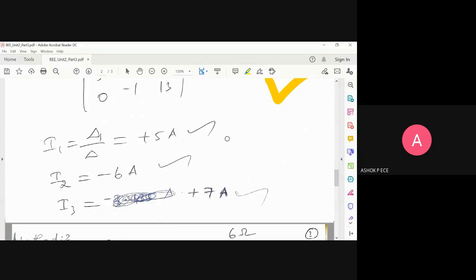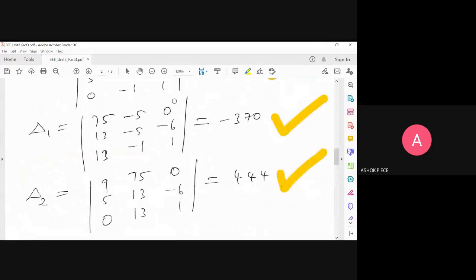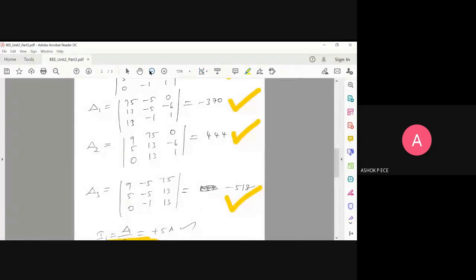I2 is minus 6 indicates that the direction we have assumed is wrong. So I2 should be flowing the other way. What we have assumed is clockwise, but I2 is flowing in the anti-clockwise direction, as per the answer you get. The other currents are positive, which means the direction is correct. I will show the answers. I'll minimize and show so that you can see everything on a single page.